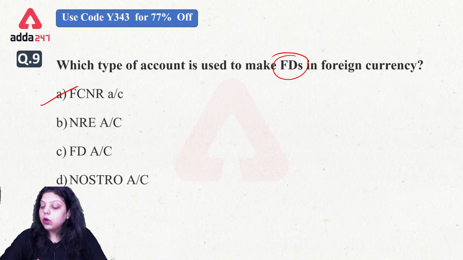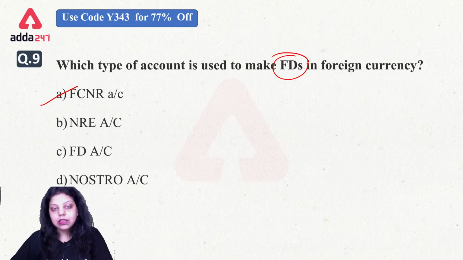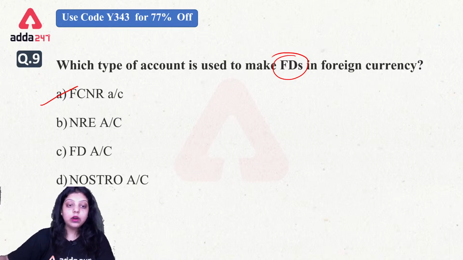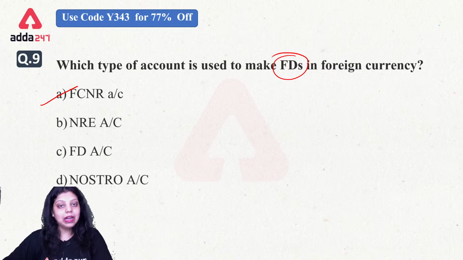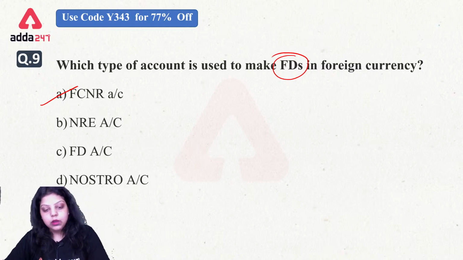Now a Nostro account is a foreign currency account in which the Indian banks maintain a current account in a foreign bank, in a branch of a foreign bank, in a foreign country, in foreign currency. That account is known as a Nostro account. Okay, so the right answer will be the FCNR account, that is the foreign currency non-resident account.